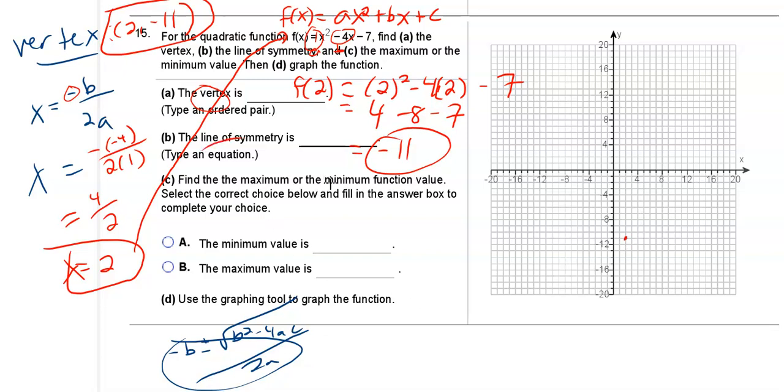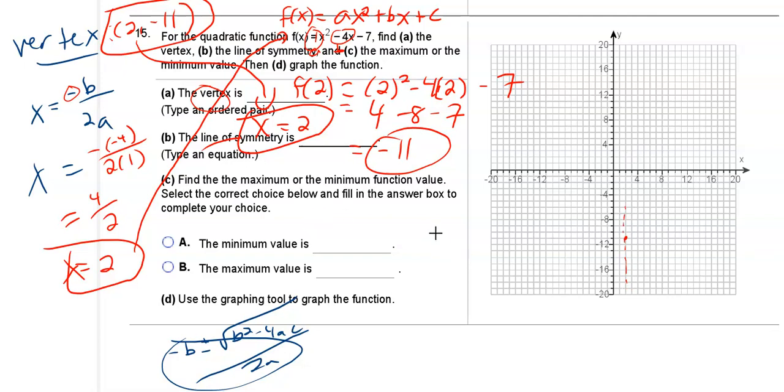All right, the line of symmetry, again, once you have the vertex, that's easy. It's just going to be x equals 2. It's whatever the x-coordinate is for the vertex. X equals that number is your line of symmetry. It's this vertical line here passing through the vertex.